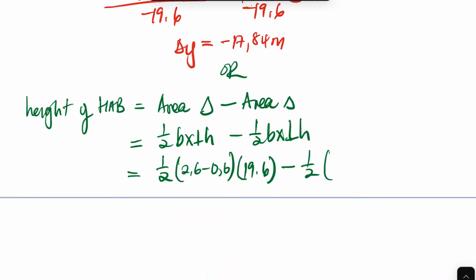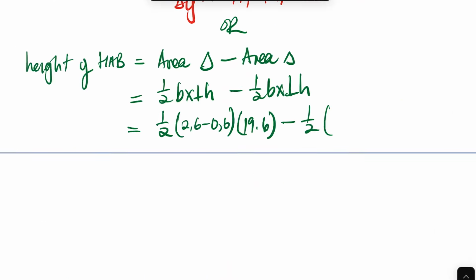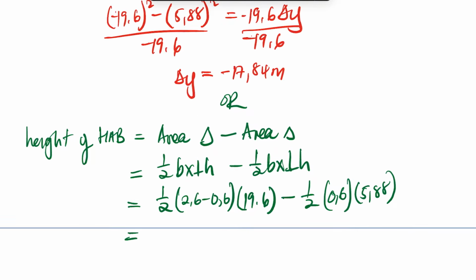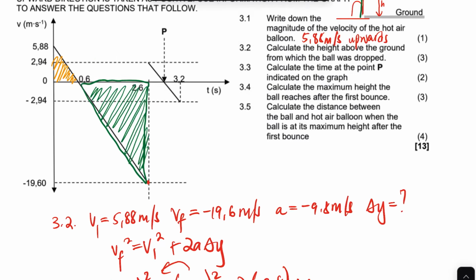Our base is 0.6 and our height is 5.88. 0.6 times 5.88. So the answer there, it will be the same as that one, is going to be 17.84 meters. So here guys, I was supposed to state the height, it was 17.84. Shouldn't leave it as negative. The height is not negative.